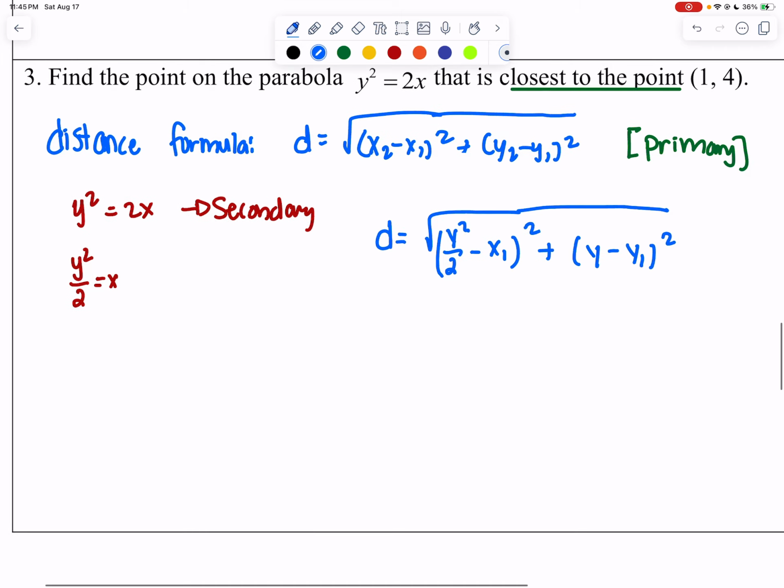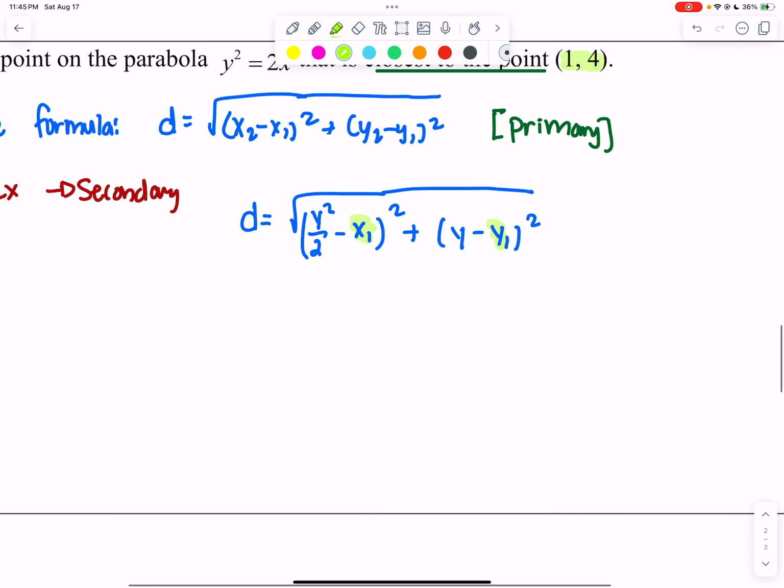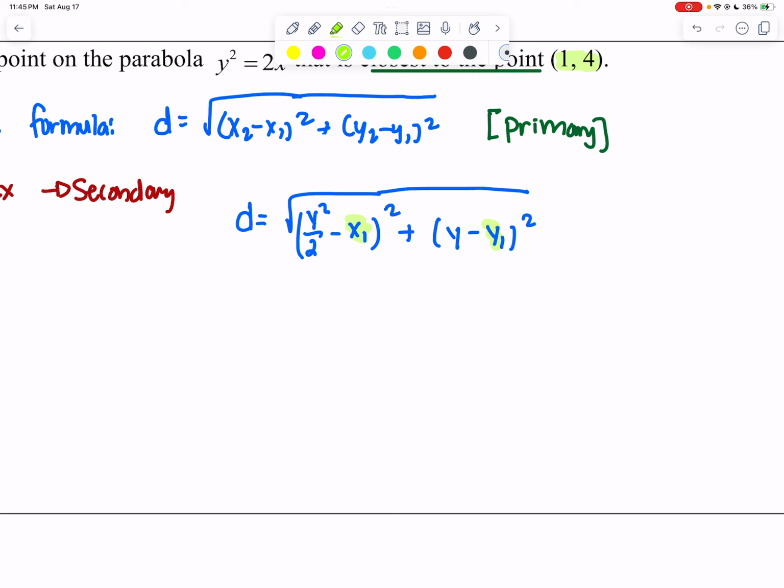Now, you might be thinking, oh, well, we still have an x1 and we still have y1 that we haven't accounted for. Well, that is true. However, it does give us additional information that it needs to be closest to the point 1 comma 4. So that's what we need to use for x1, y1. We're going to be using 1 comma 4.